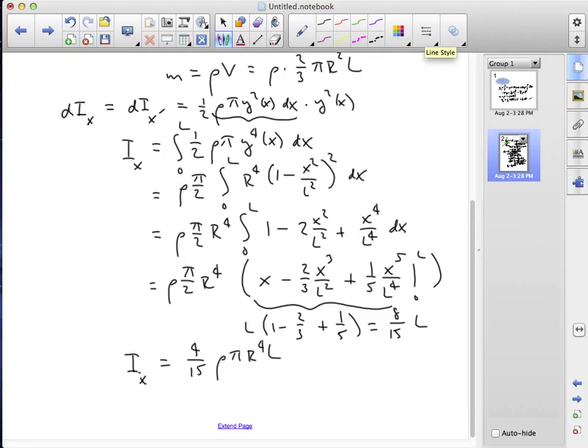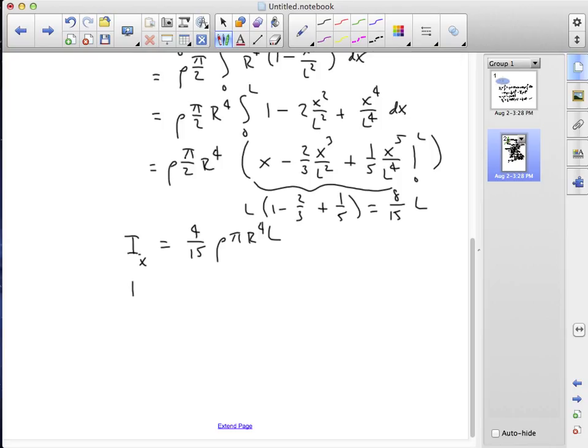Now, once again, what we want to do with this is collect some terms that we can clearly identify as the mass. And so if we do that, let's write this as 2/3 rho pi r squared L. That's the mass. And then in order to generate our expression Ix equals 4/15 rho pi r to the fourth L, we need to multiply that by 2/5 r squared, which gives us a mass moment about the x-axis of 2/5 m r squared.